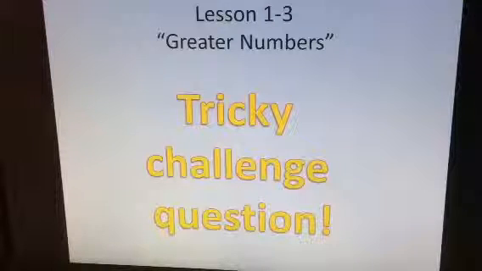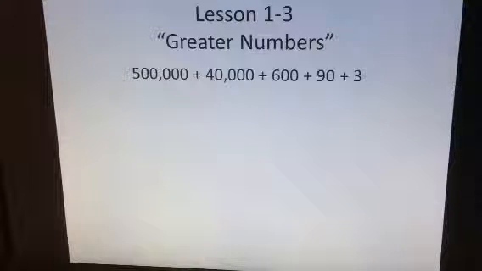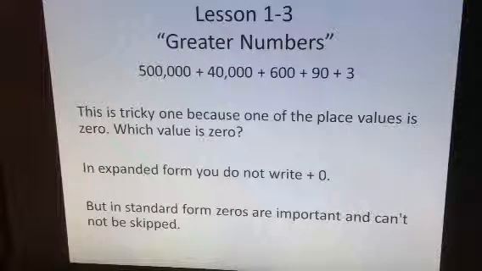Here comes a tricky challenge question. This was difficult in class today for many students. How would you write this number in standard form? This is a tricky one because one of the place values is 0. Which value is 0? There is a 0 in the thousands place because there's no number followed by 3 zeros. In expanded form, you do not write plus 0. But in standard form, zeros are important and they cannot be skipped.